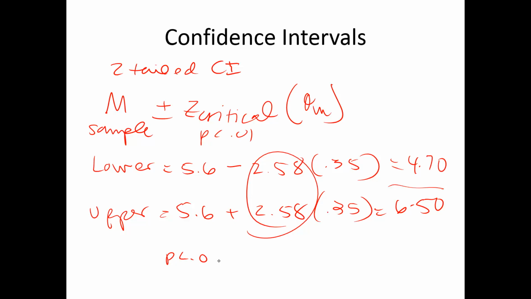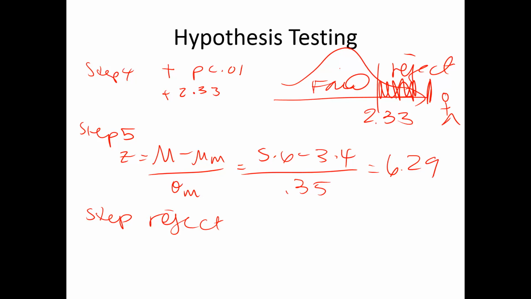And so where did I get this number 2.58 from? Well, p less than 0.01 with a two-tailed test is 2.58. Remember, so plus and minus 2.58. I didn't use 2.33 because that's a one-tailed test.